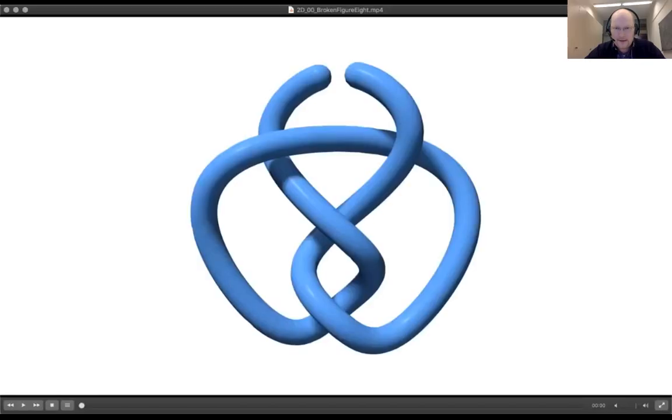Several ones. So let's see what I have to do. Yes. So do you see this bluish figure 8 knot? Yes. Okay.